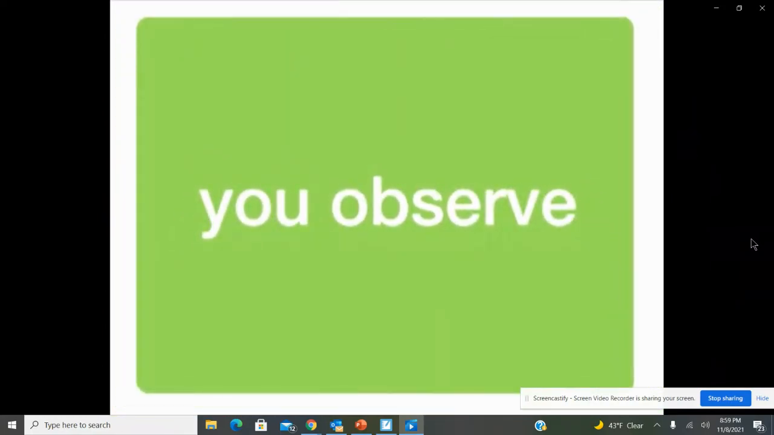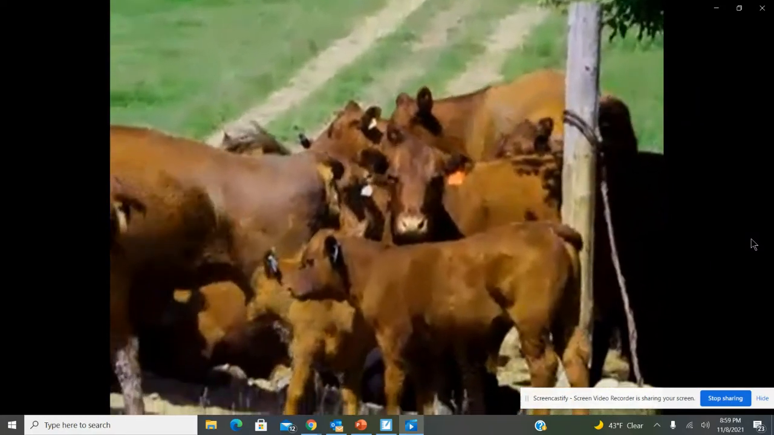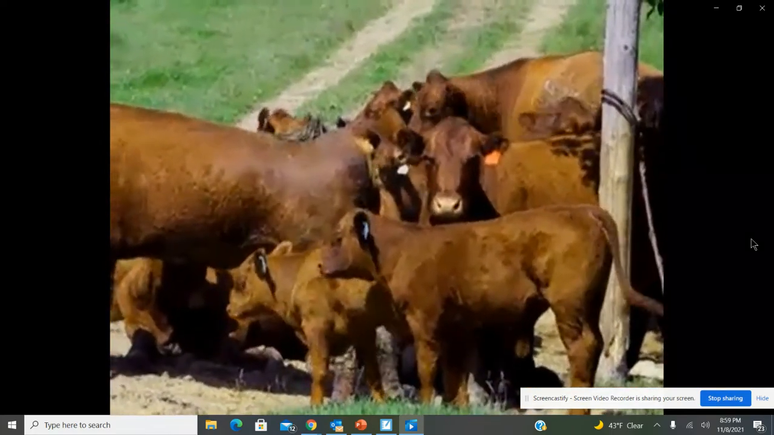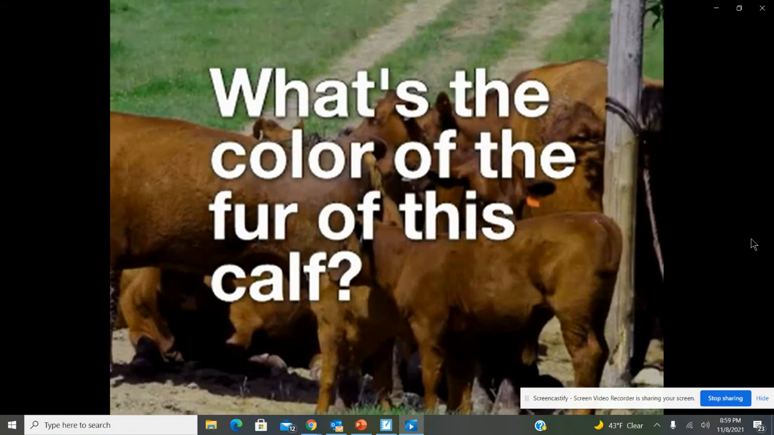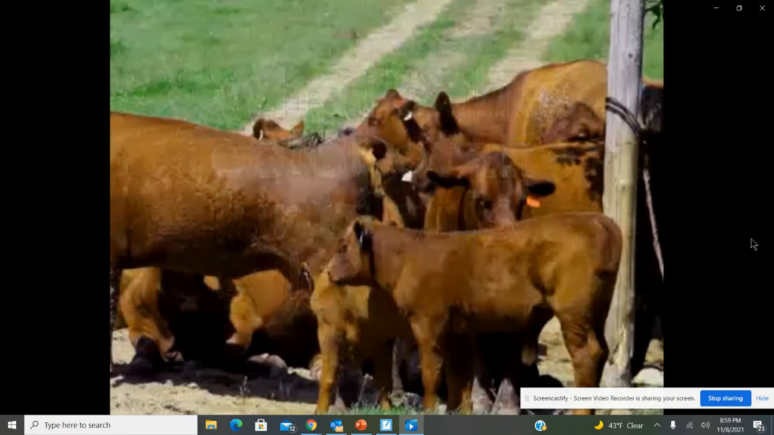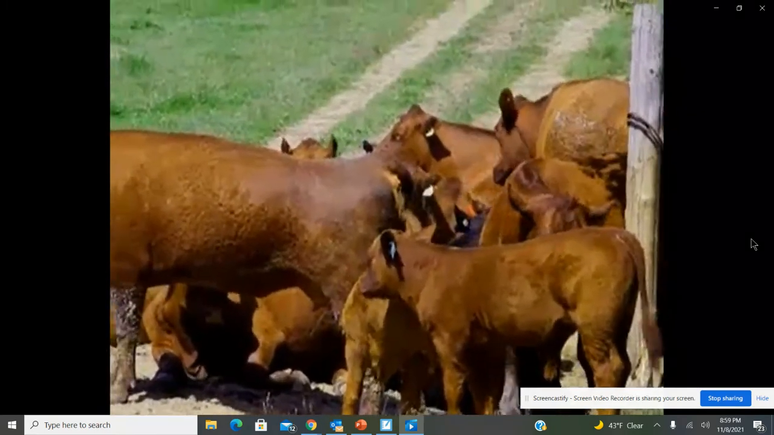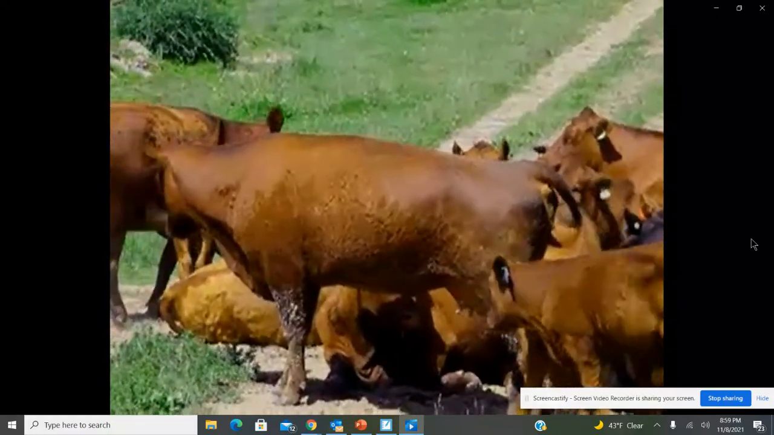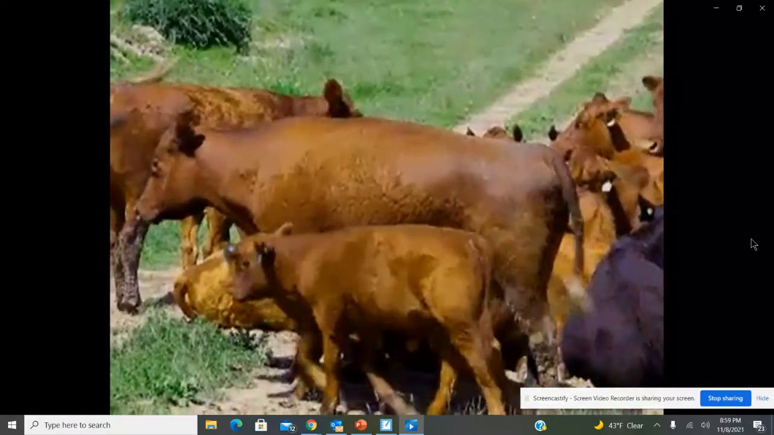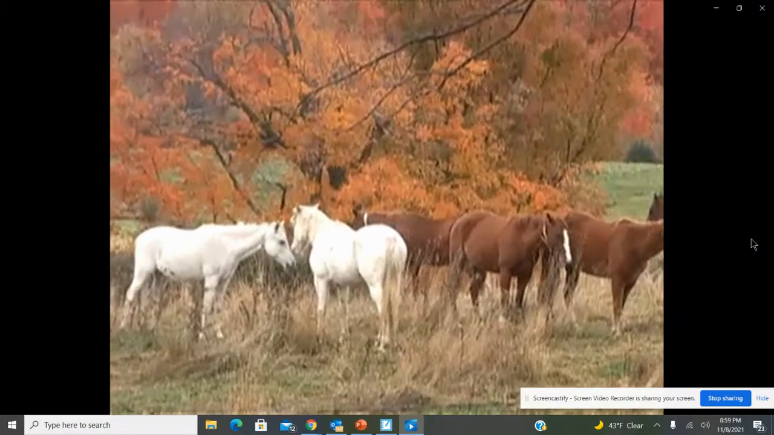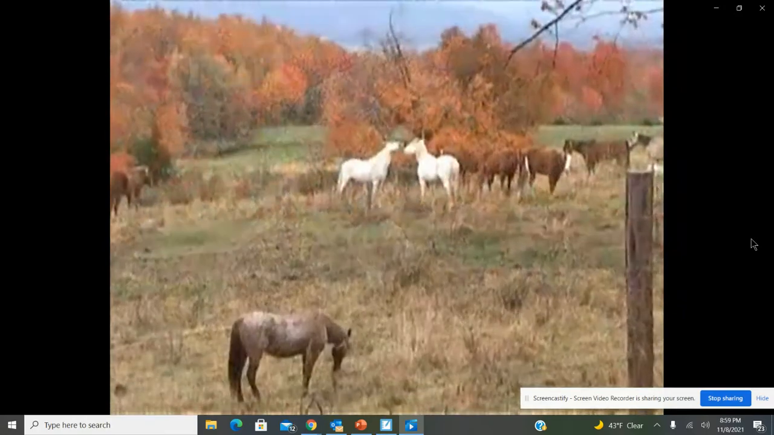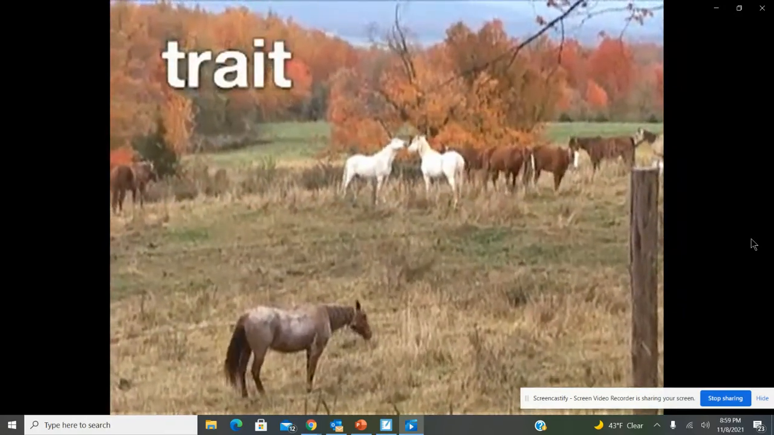You observe. What's the color of the fur of this calf? You're just going to think it aloud. You can think of it in your head. That's right, it's brown. The mother of this calf also has brown fur. Fur color is one example of a characteristic. Another word for characteristic is trait.